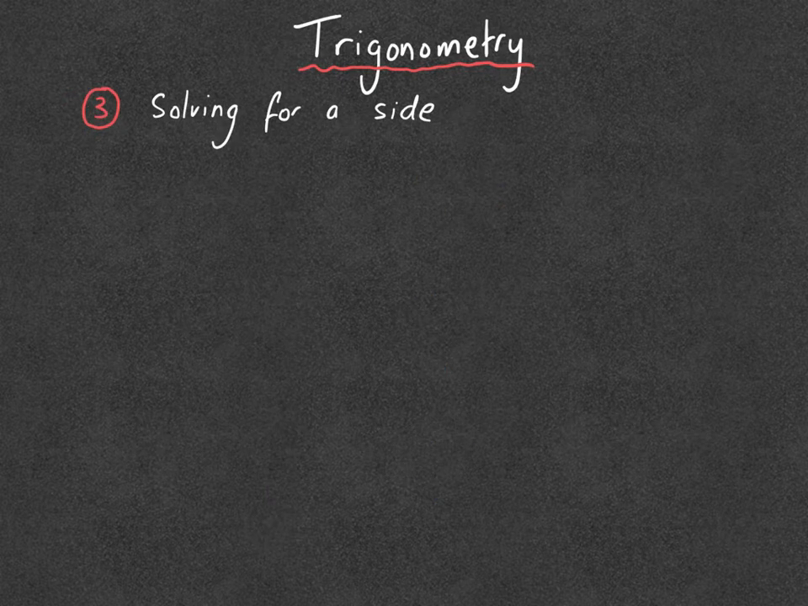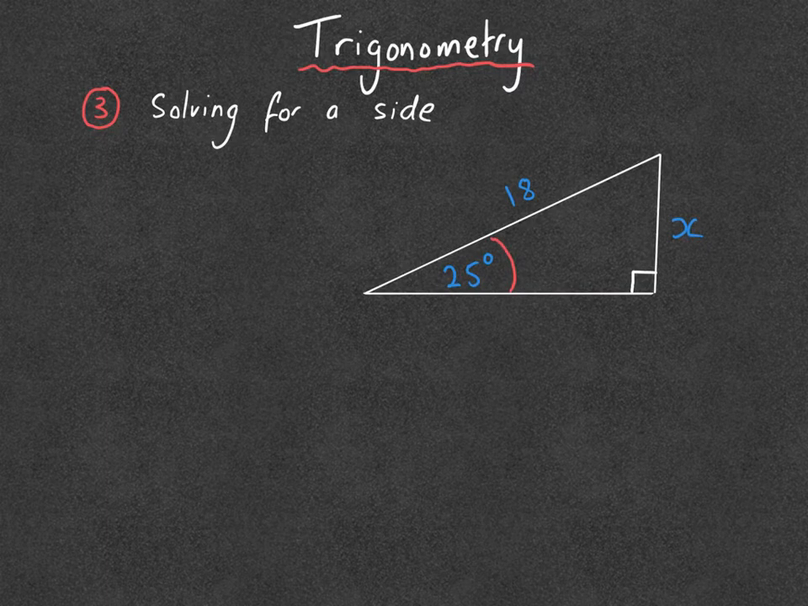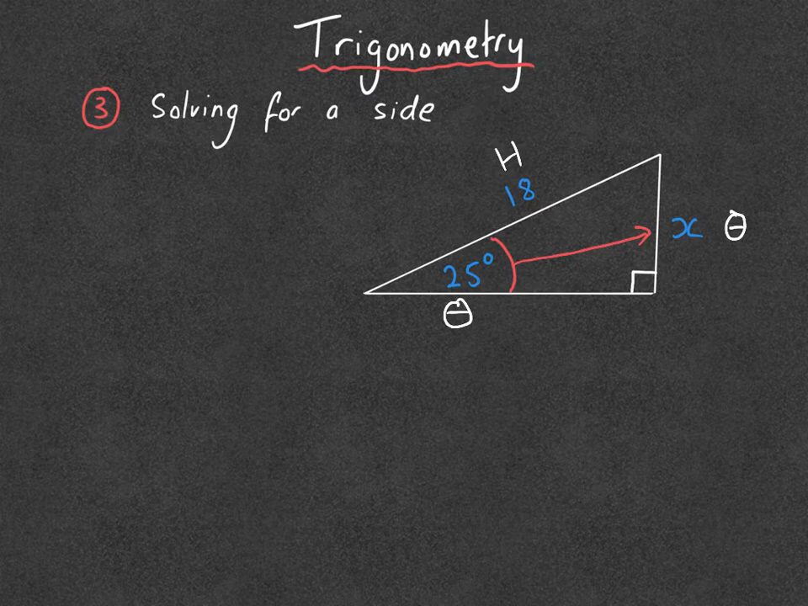Now let's look at how we use those three functions to solve for an unknown side in a right-angled triangle. So in this example, we're given an angle of 25 degrees, a hypotenuse of 18, and an unknown x. The first step to solving is to label the known quantities. The hypotenuse is easy to identify. We have our angle theta of 25 degrees, and x is opposite our angle. So writing those down for good communication.